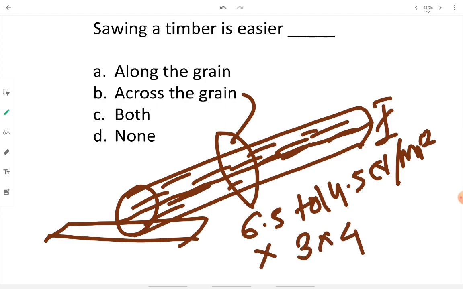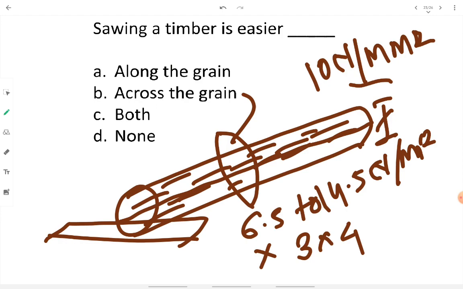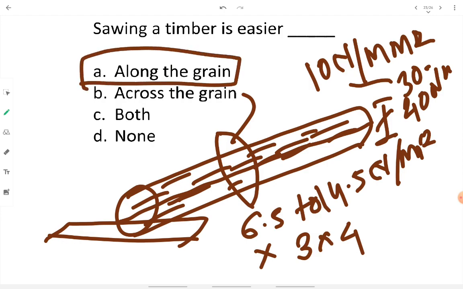Let's say the average shearing resistance along the grain is, out of 6.5 to 14.5, about 10 Newton per mm square. Then across the timber section, if you put your saw, you will encounter a value of 30 to 40 Newton per mm square. That's why sawing a timber, meaning cutting the timber, is easier along the grain, because less shearing resistance is provided, and across the grain you encounter 3 to 4 times what you encountered while sawing along the grain. Enough. Let's go to the next question.